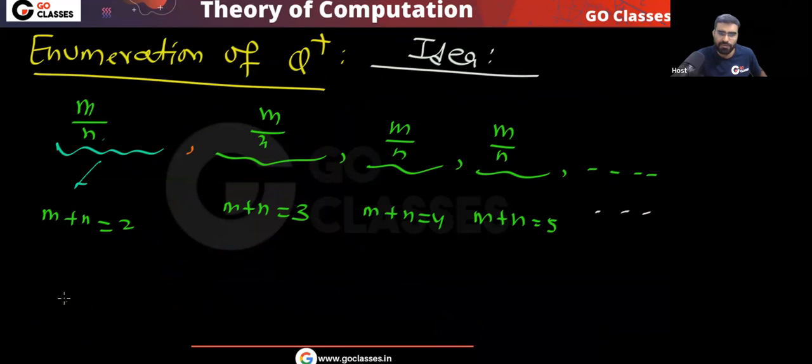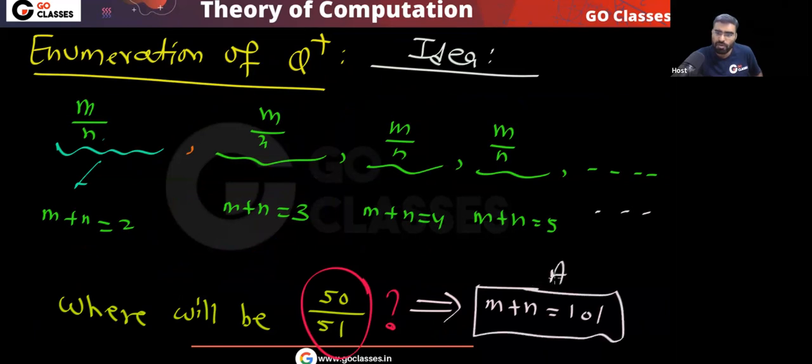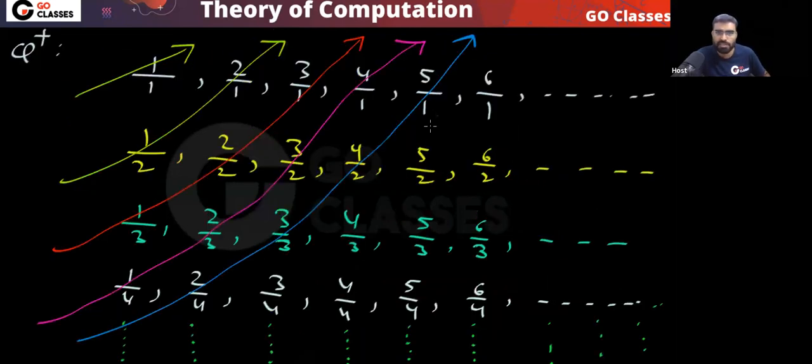For example, a simple question I am asking: where will you get the number 50 divided by 51? Where will this number be? I can say you will find this number when m plus n equals 101, in that area. Yes or no? Agree with me? In this area you will find this number. So did you understand? This is what I'm going to do.